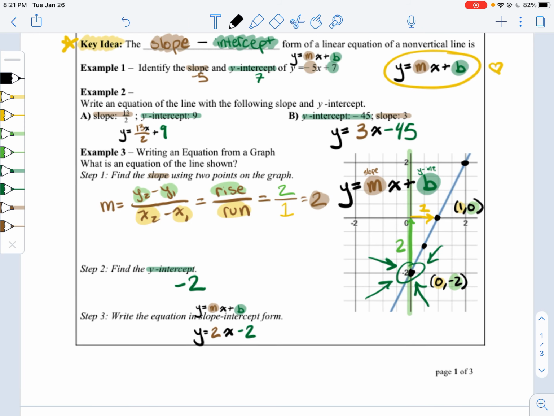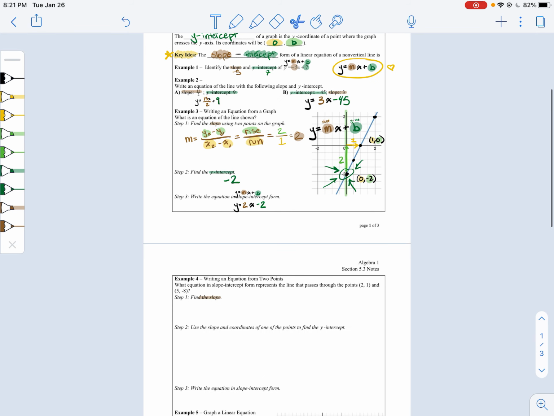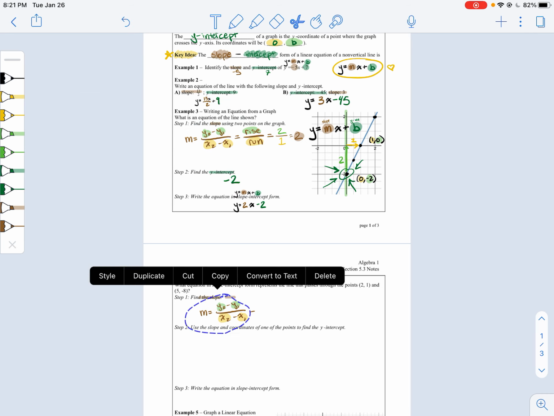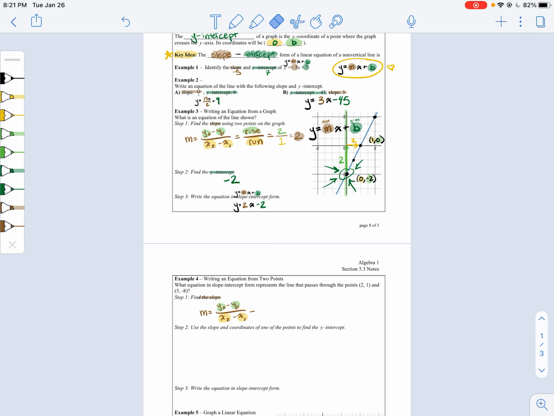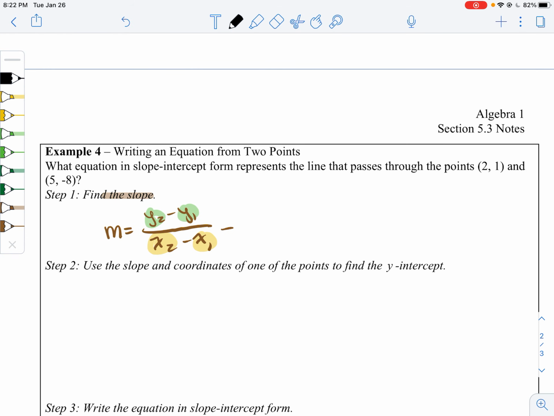Okay, cool. But what if we don't have a picture at all? What if they don't even give us the slope and we have to work for it? That's okay. We can work for it. We know how to do this. We remember that slope is the difference between the y's. So we look at our 2 points. We've got our first point and we've got our second point. Now let's take the difference between our y's. So we'll do -8 minus 1.